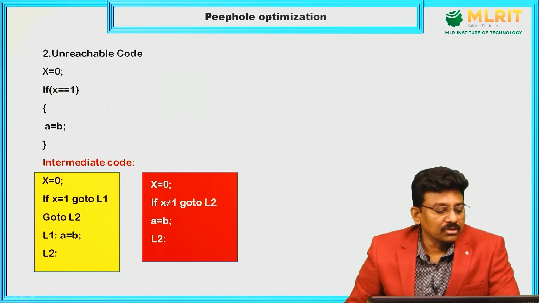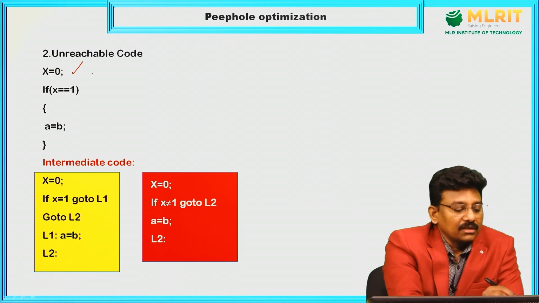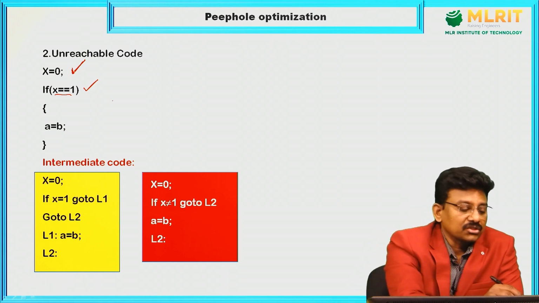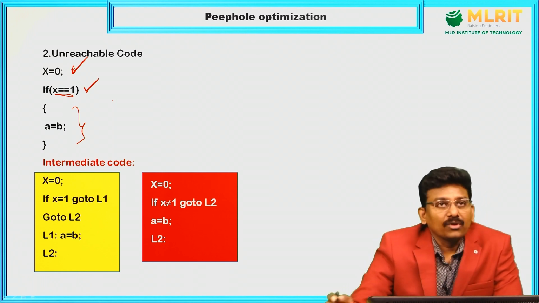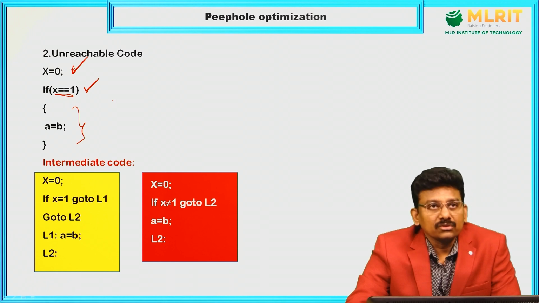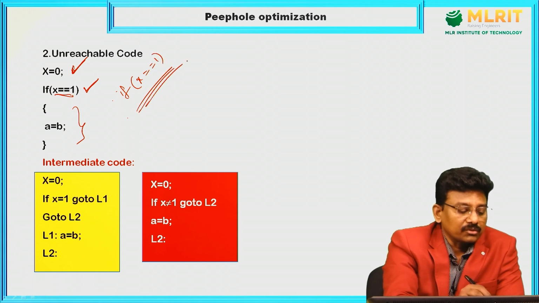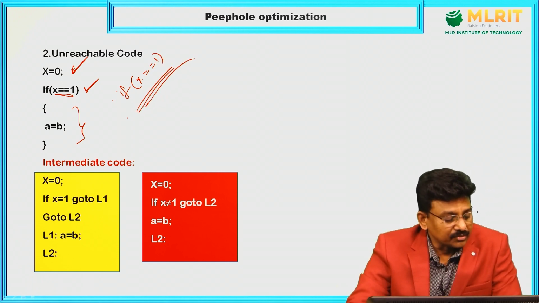Second one, unreachable code. See, x is declared and initialized with the value 0. Next instruction, if x is equal to 1, here we are checking the condition on the value of x. Here x is 0. If x is equal to 1, then this block will be executed. So x will never be 1, because x is previously initialized to 0. So this instruction, if x is equal to 1, is unreachable code, so we can eliminate it.